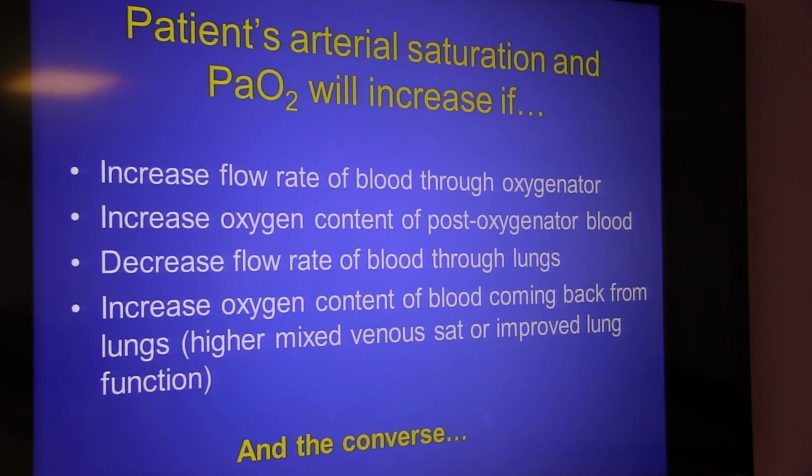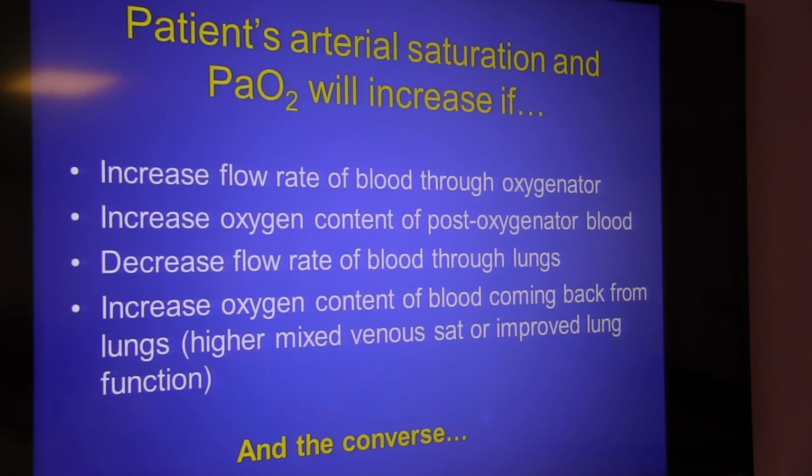So your patient's arterial saturation and PO2 are going to increase under the following circumstances. They're going to increase if you increase the flow, which we talked about. They're going to increase if you increase the oxygen content, so if you increase your FiO2. They're going to increase if you decrease the flow rate of blood through the lungs, so if you're not sending much blood to the lungs and just using your membrane lung. And lastly, they're going to increase if you increase the oxygen content of blood coming back from the lungs, so if you have a higher mixed venous sat or improving lung function.